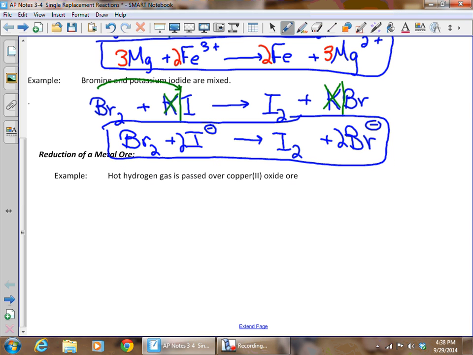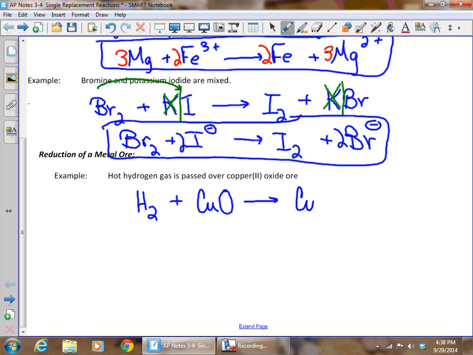Our last example is kind of a specific one, but AP really likes this one. You see it a lot on the AP test, so we're going to look at what happens here. We've got hydrogen gas that's being passed over some copper 2 oxide. This is actually a very practical reaction that they do whenever they're mining copper ore. If we have this copper oxide and we're trying to get the copper out of it, because the copper oxide is pretty much worthless to us, or at least the pure copper is a whole lot more useful than the copper oxide. When we react this, what happens is the hydrogen bumps out the copper.